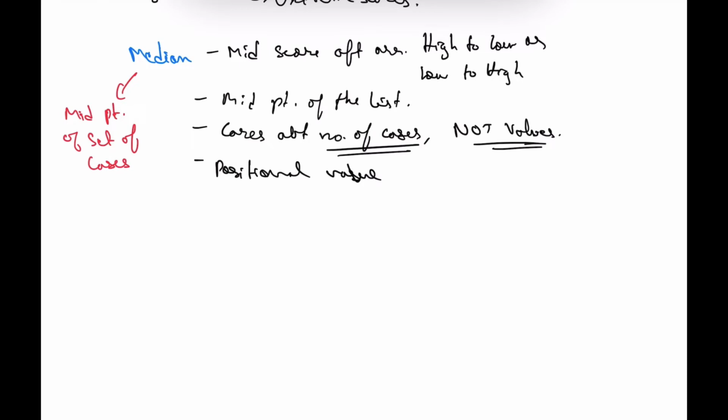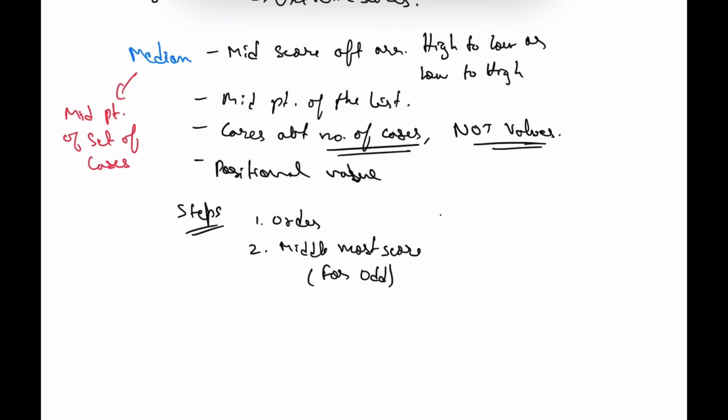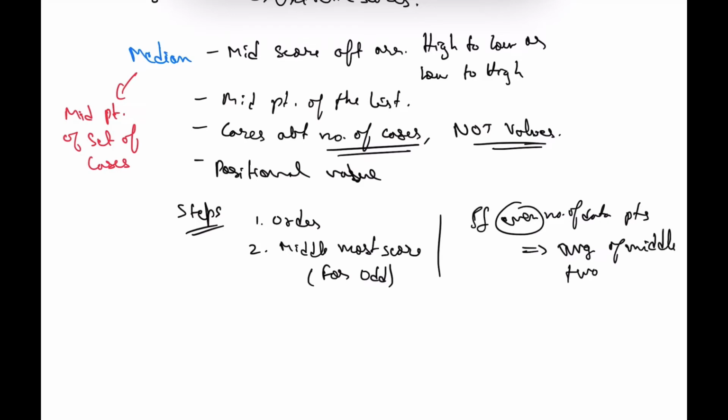Now what are the various steps for calculating median? First we need to order the data from high to low or low to high, and then the middlemost score for an odd number of data points is our median. If the number of data points is even, then what should we do? We take the average of the middle two numbers.